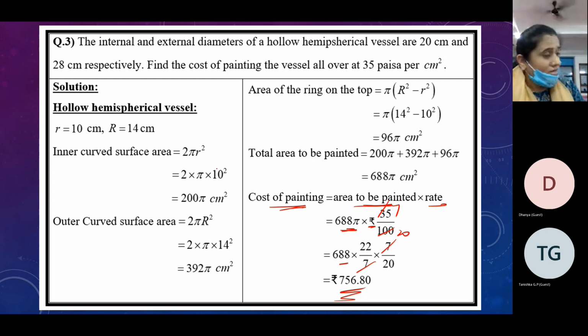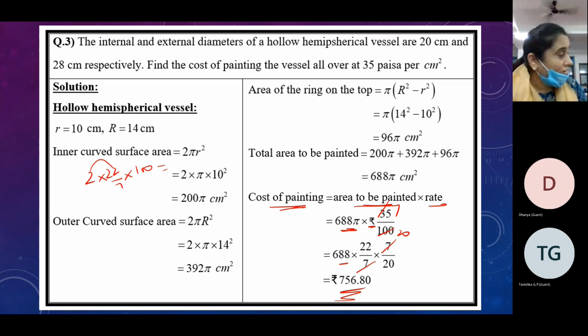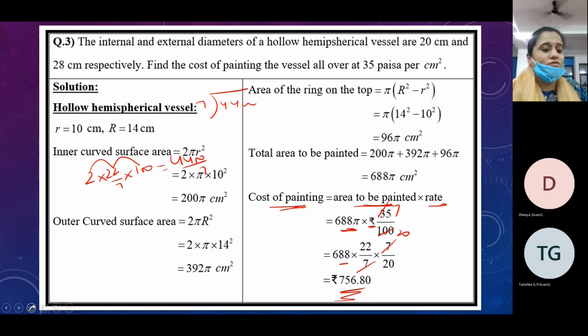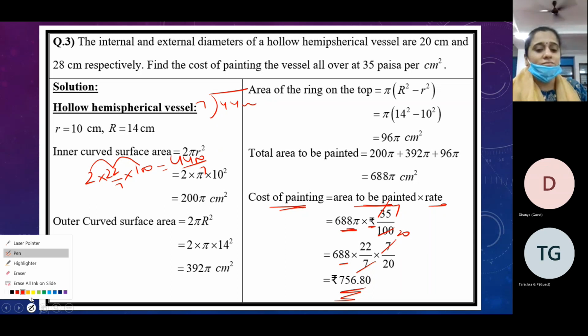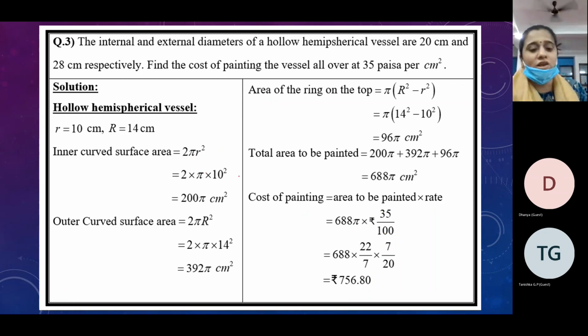So you're saving so much time. See, had you used 2 into 22 by 7 into 100, probably you would have tried to multiply all this: 22 twos are 44, into 100, so 4,400 by 7. You understand? So maybe you'd have spent all the time there. And then who knows, maybe you thought you should also divide like this. So you save a lot of time. Don't use the value of pi. Work it like this. Do not use the value of pi here. All right.